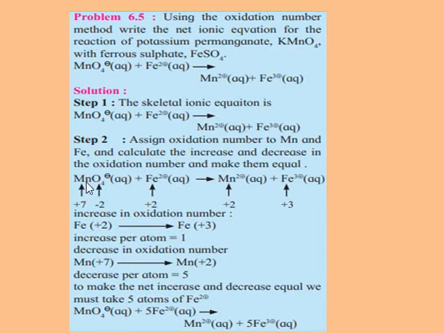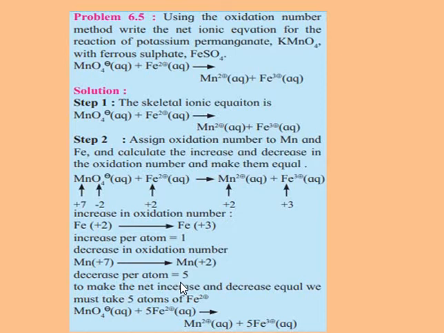Then in this equation, manganese shows a +7 oxidation state, oxygen -2, and iron +2. These oxidation states change in the product to +2 in the case of manganese and +3 in the case of iron. Therefore, the increase in oxidation number from Fe2+ to Fe3+ is +1 per atom, and the decrease in oxidation number from +7 to +2 is 5 per atom.